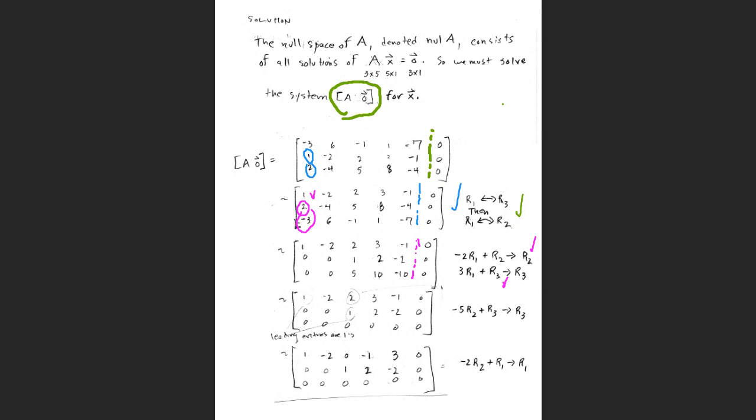Okay, so now what we have here is I have a pivot that I like here at 1, and I'm going to use it to get the 0 where the 5 is. So we'll take -5 times row 2, add to the third row, replace the third row by that result.